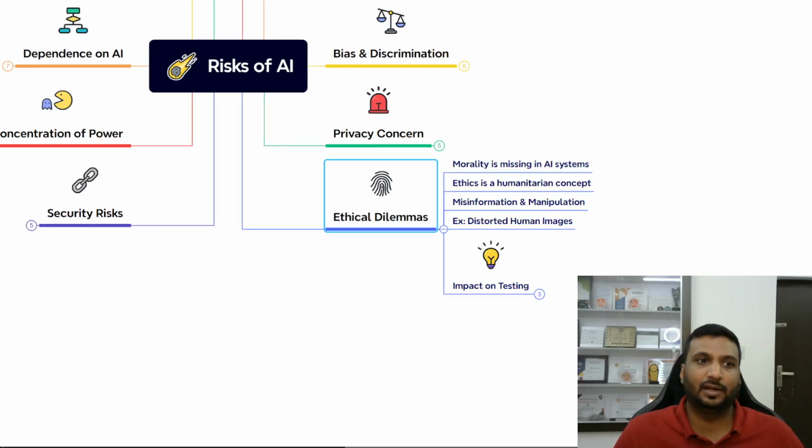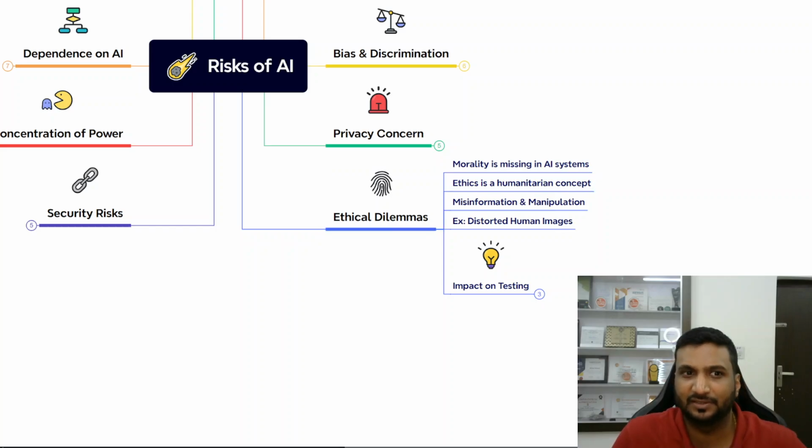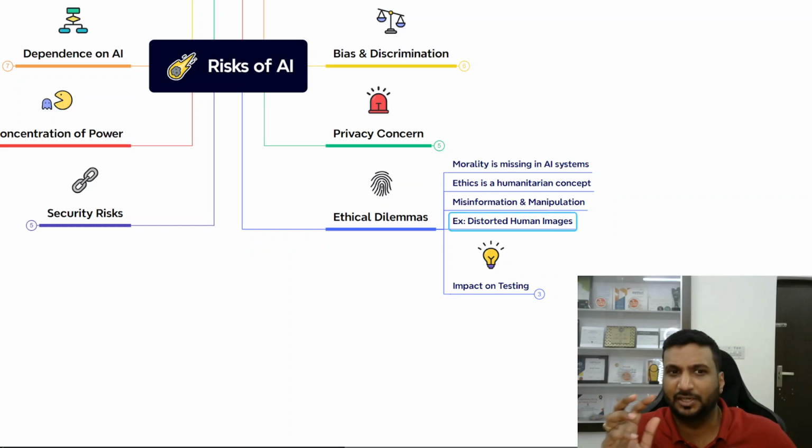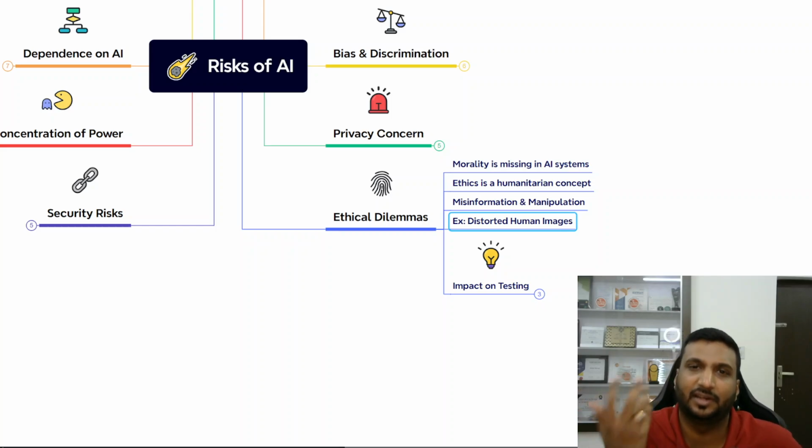Next on the lines are ethical dilemmas. Ethics is a very important concept, and testing in principle is an ethical activity. Somebody has to find out the truth, information about the product, so that stakeholders can know if there are some problems and what they can do to avoid those problems. And in the past also, when some products have been left to production untested, those have brought in ethical concerns, issues, and even lawsuits. So morality is in general missing in AI systems. Responsibility and ethics are humanitarian concepts, and this could lead to misinformation, manipulation. Common issues that people see are distorted human images, because AI can create that. But is it ethically right to do that?